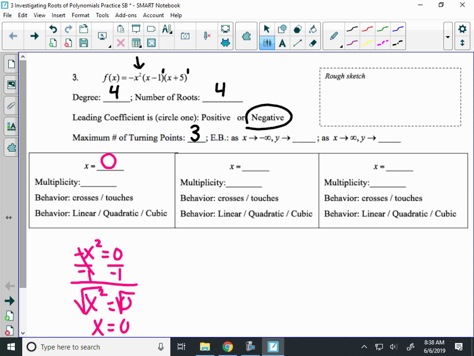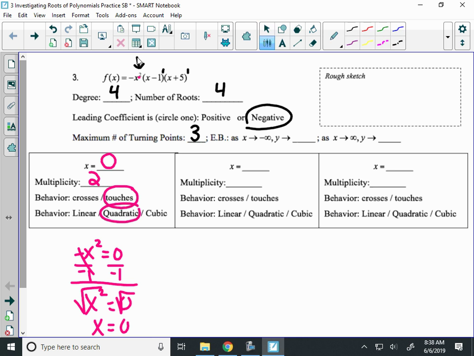Now the multiplicity is the exponent on that factor. Here the multiplicity is 2. When you have an even multiplicity of 2, that means the graph is going to touch the axis at 0, and it's going to look quadratic. It's going to bounce off the axis and look like a little parabola.